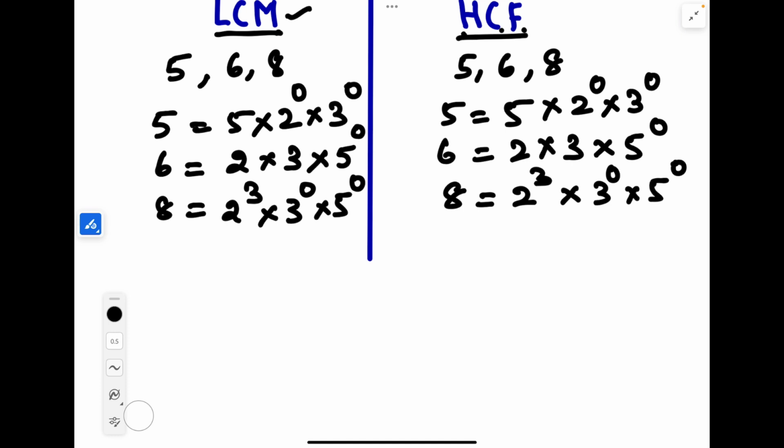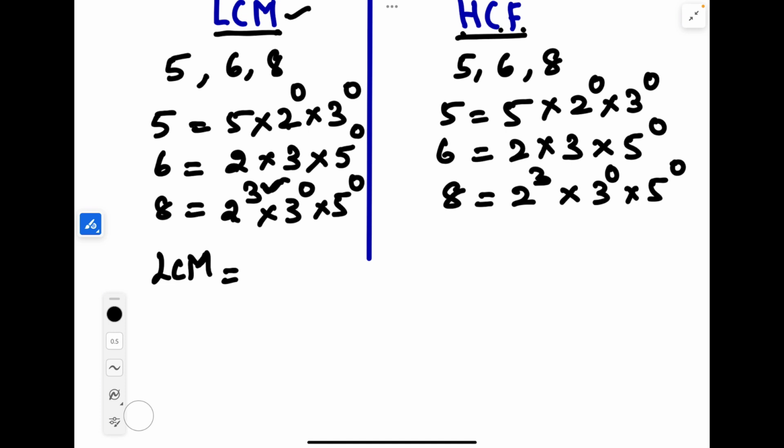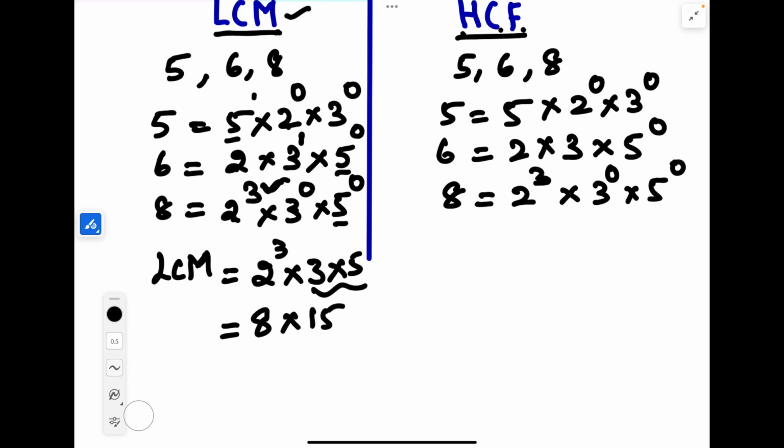After you write it as a product of prime numbers, let us find LCM. LCM is common factors with highest exponent. Now if you observe 2, highest exponent is 3, that means 2 cube. In 3, highest exponent is 1, so 3 power 1 is nothing but 3, and here we have 5 power 1, so 5. So 2 cube is 8, 8 times 3 is 24, 24 times 5 is 120. So LCM is 120.